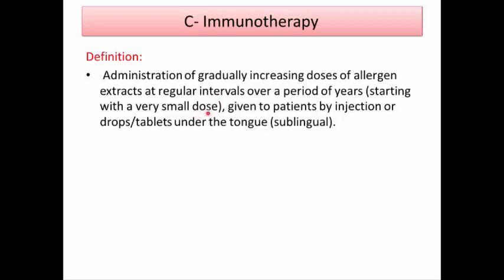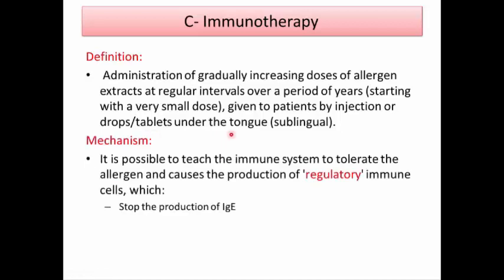This will lead to what? Tolerance, development of tolerance to this allergen, so there will be no immune response against it. I can administer the allergen by injection, drops, or tablets under the tongue, sublingual. What happens here? The first is the development of regulatory T cells, which will stop the production of IgE. As you know, Treg cells, regulatory cells, inhibit B cells, inhibit T cells, and so on. So it will stop the production of IgE.